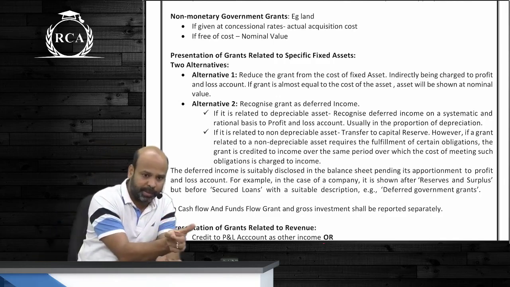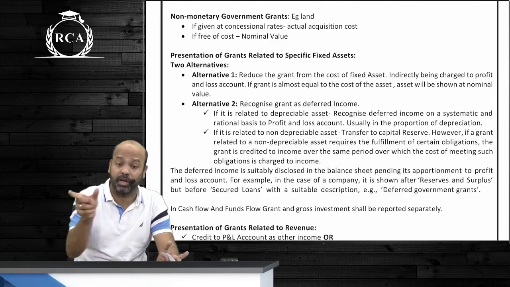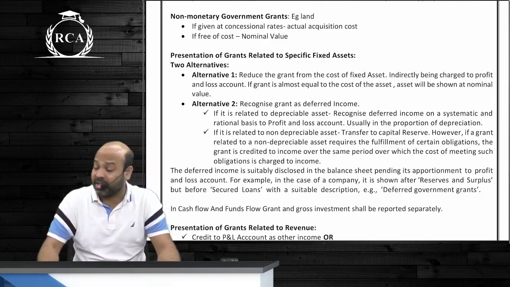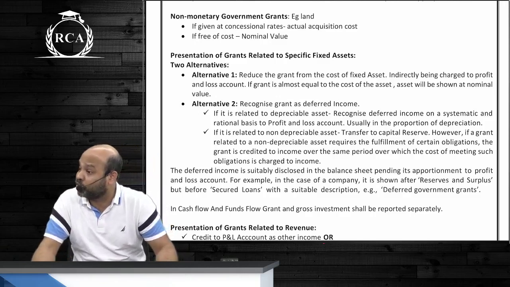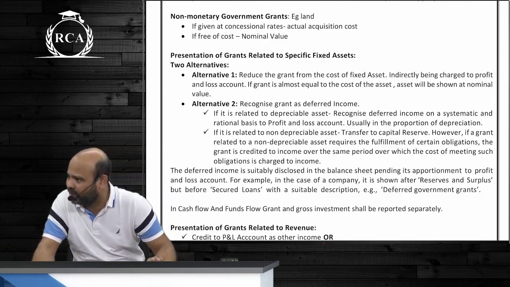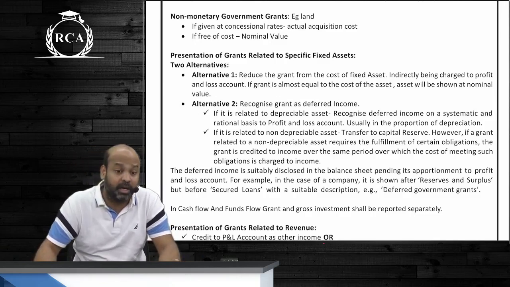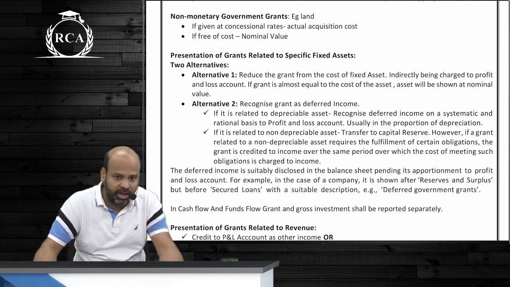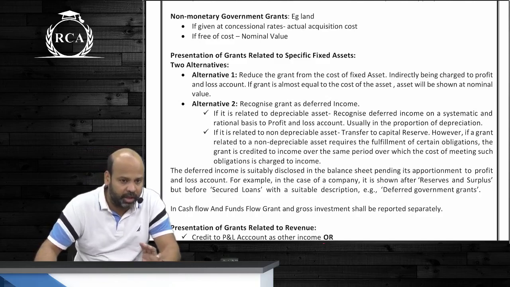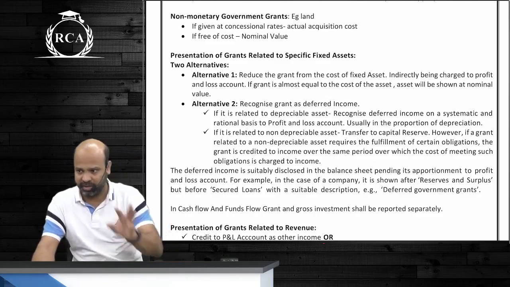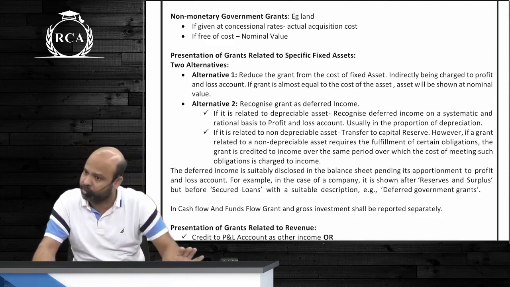have put up a plant in a specified backward area, or you've started a particular line of business, then the grant, beta, will be considered in the nature of promoter's contribution, meaning it will be transferred to capital reserve. This is not a realized profit, and cannot be used for any distribution of dividend. It will stay as capital reserve for the life of the company.